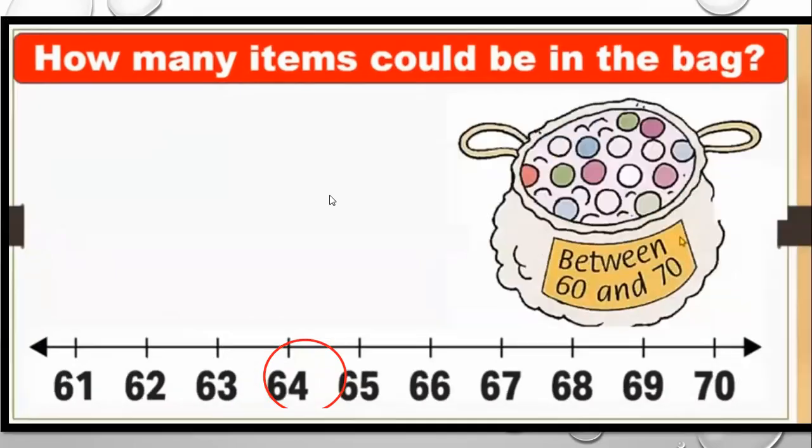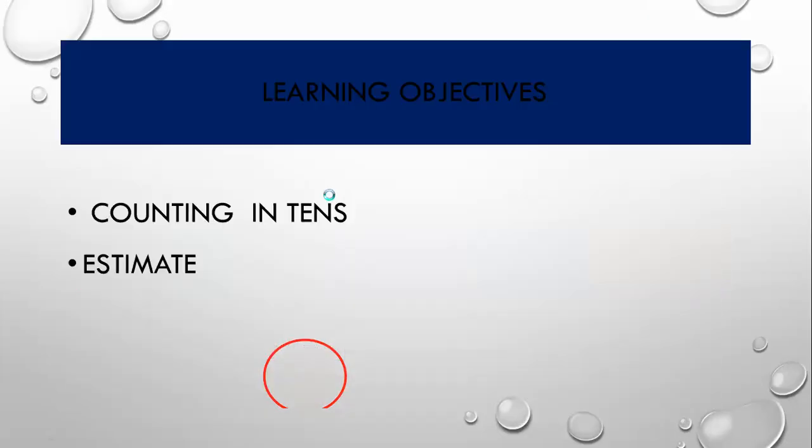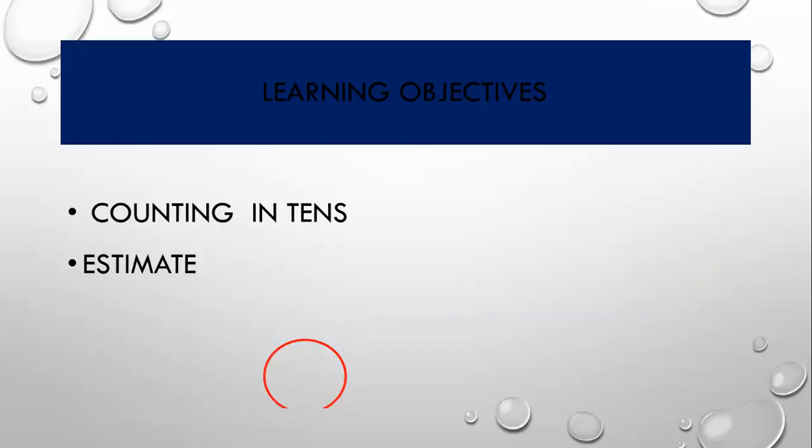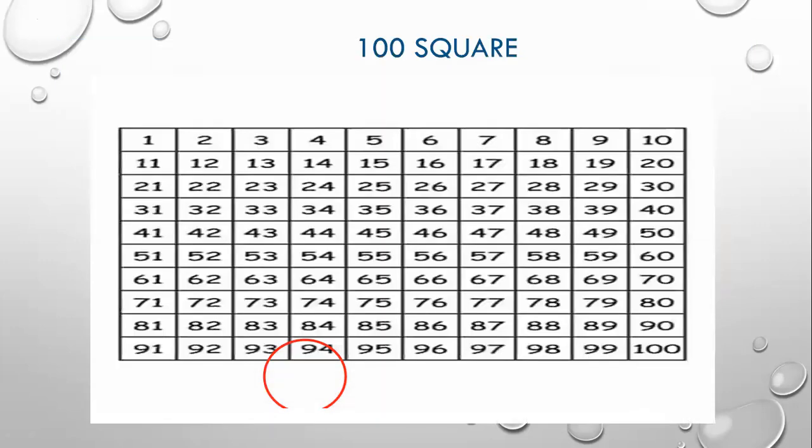I'm going to revise again for those who do not understand. So in this lesson, we are going to study counting in tens and estimation. Estimate means to think from your own mind. It is called estimation, guessing. You can say estimate means to guess.